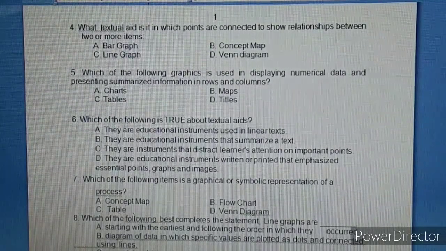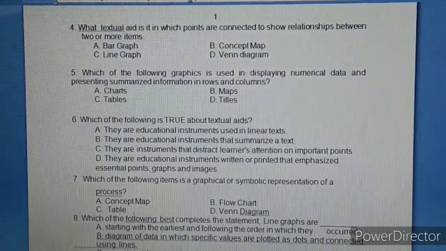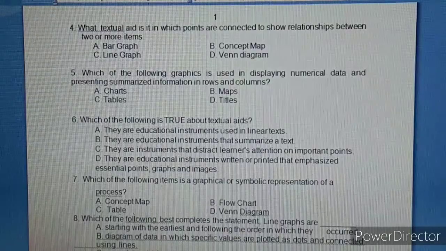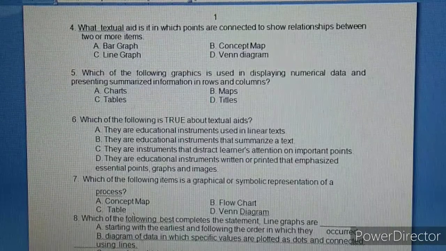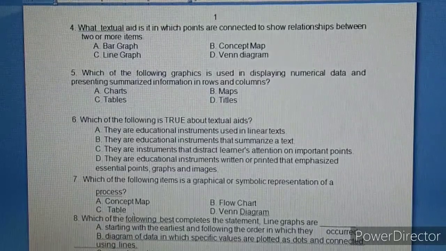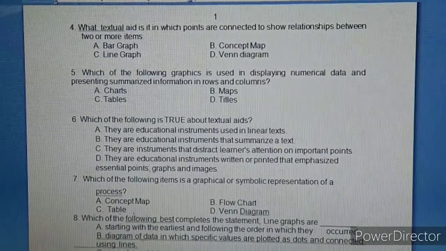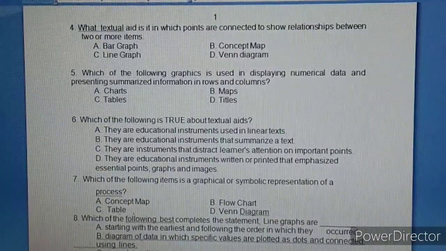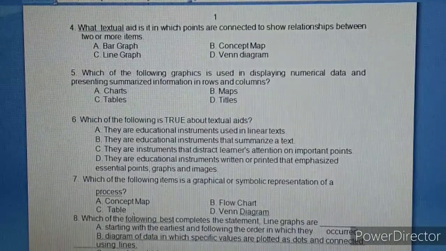Now, let's move on to number 5. Which of the following graphics is used in displaying numerical data and presenting summarized information in rows and columns? A. Charts, B. Maps, C. Tables, or D. Titles? The correct answer for number 5 is letter D. Tables. Tables again display numerical data and present summarized information in rows and columns. And I know you know about it.